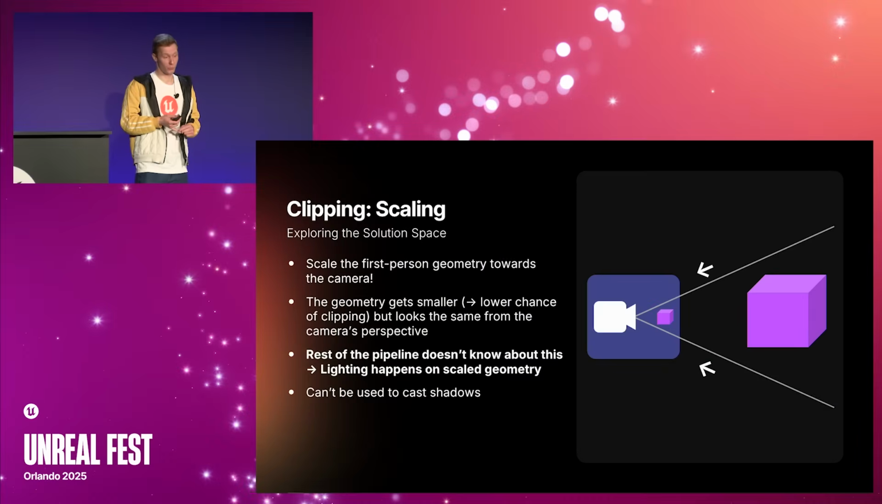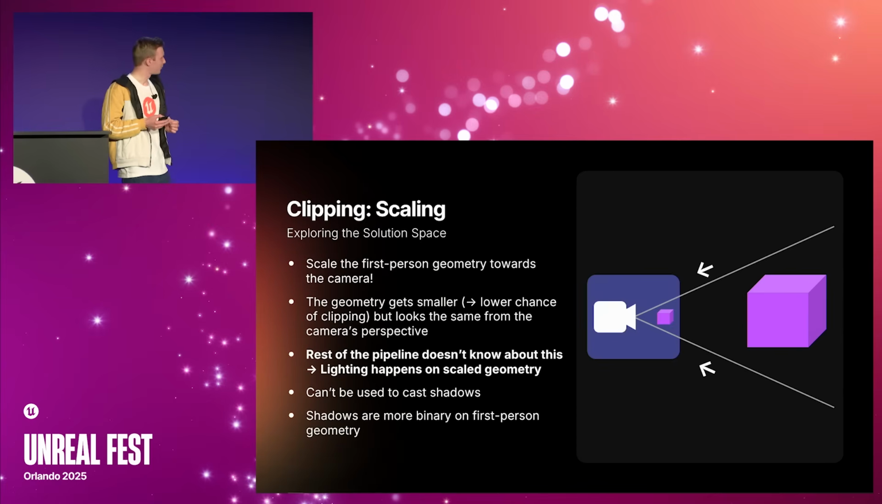There's an issue with shadows. First off, we can't use this to cast shadows, as we've had that bug. It looks very weird. Essentially, you see a very tiny shadow on the ground, and people are wondering, okay, what's going on? It's like 5 pixels big or whatever. It looks like a mini version of the player. And shadows are also more binary on first-person geometry, so I'll get into what that means later. But in my opinion, it's not a huge deal.